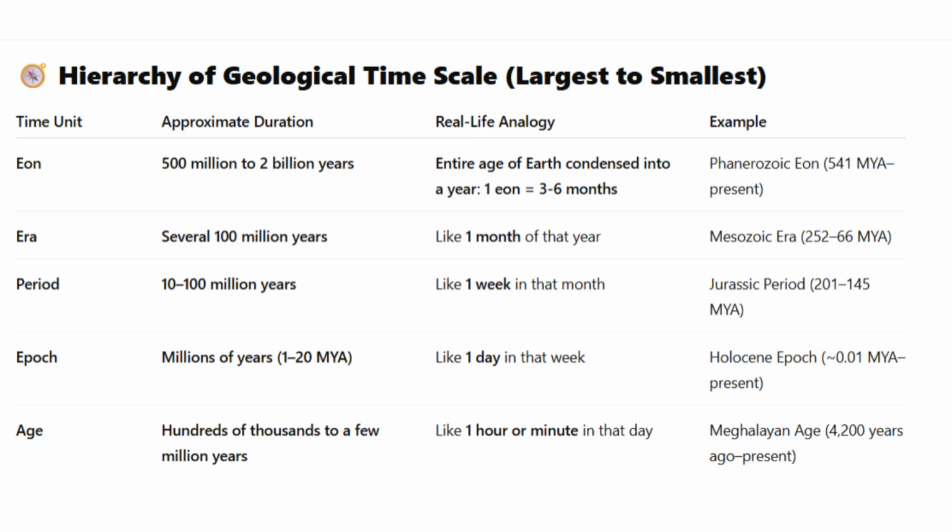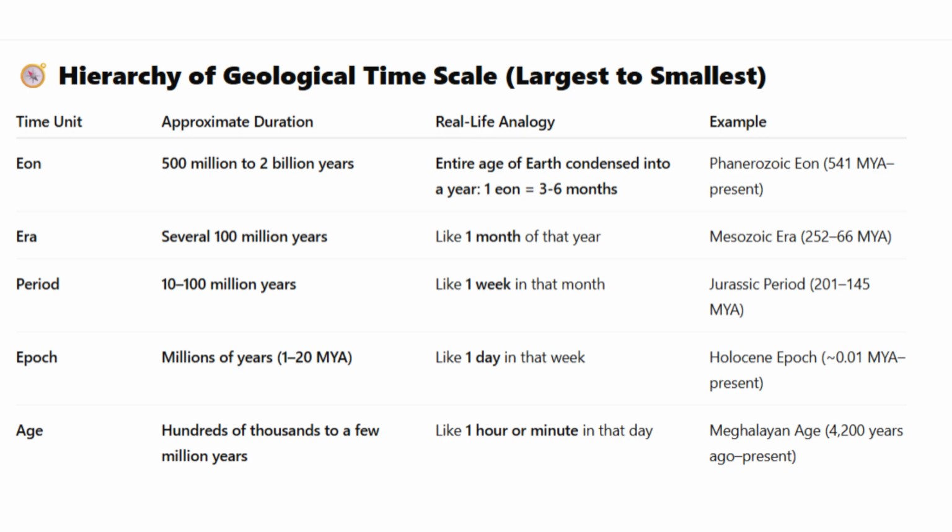Earth's history stretches across 4.6 billion years. But how do scientists make sense of so much time? They use the geological timescale, a powerful system that divides Earth's past into manageable chunks. Let's break it down from largest to smallest. At the top of the timeline, we begin with the eon, the largest unit of geological time. An eon lasts anywhere from 500 million to over 2 billion years. If Earth's entire history was a calendar year, one eon would be 3 to 6 months long. Example: the Phanerozoic eon, where all complex life appears.